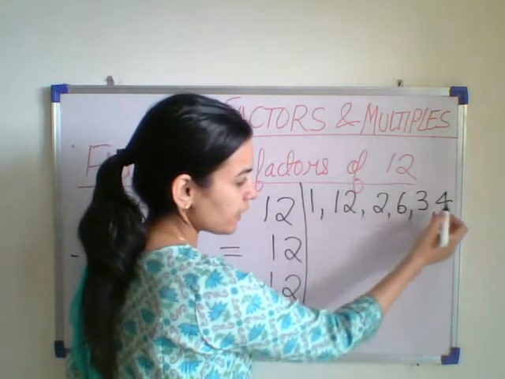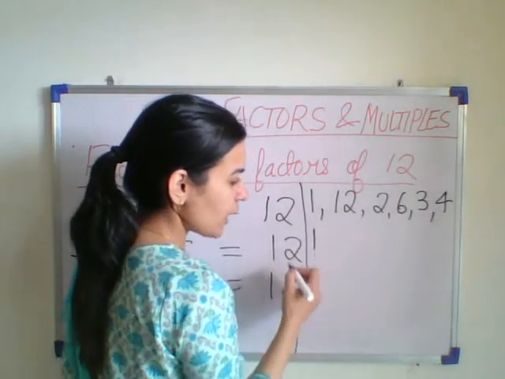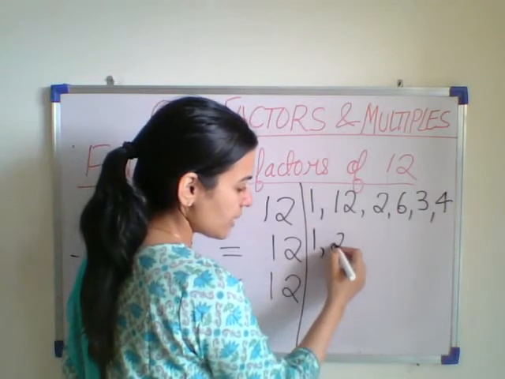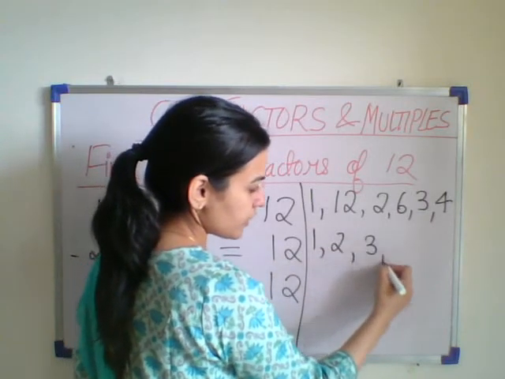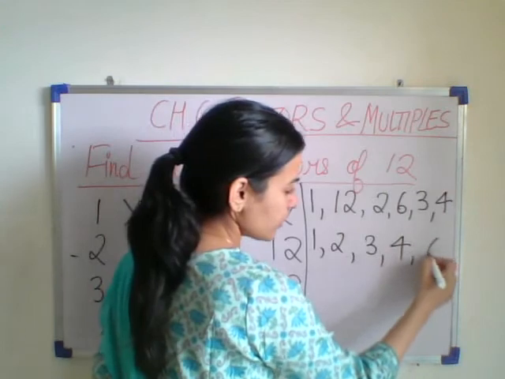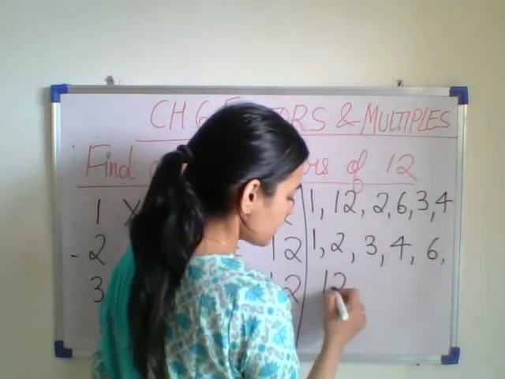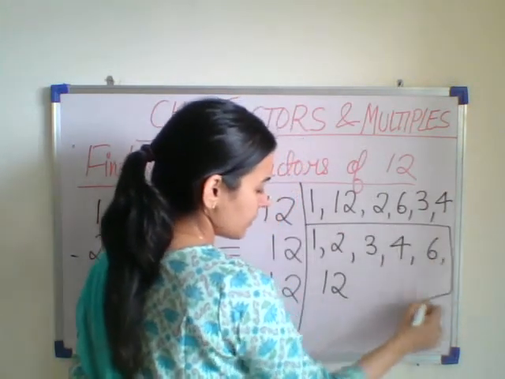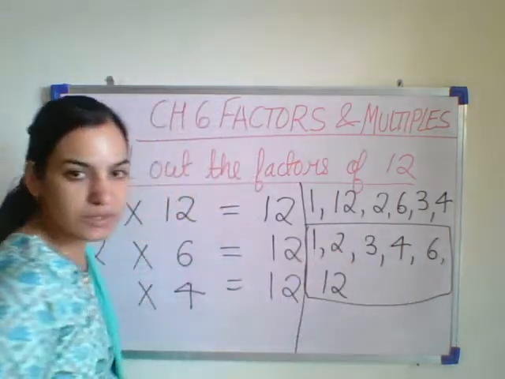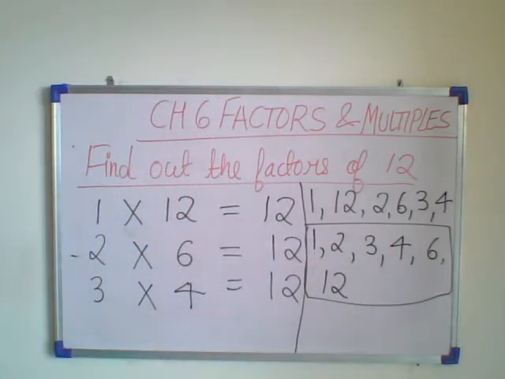Now write these factors in the increasing order. First of all, I will be writing 1, then 2, then 3, 4, 6 and 12. These all are the factors of 12.